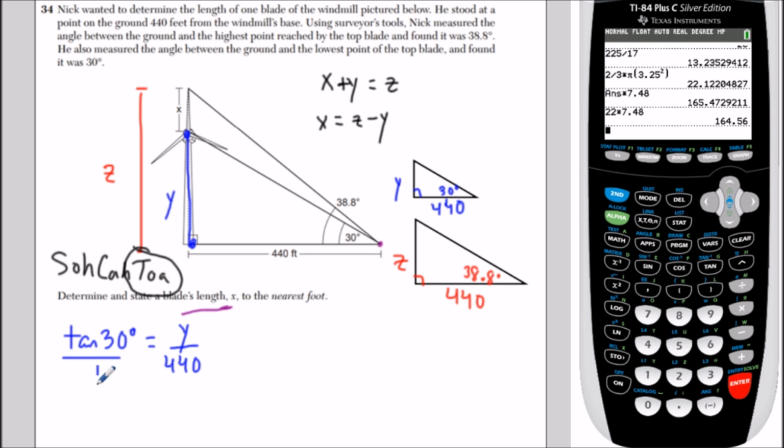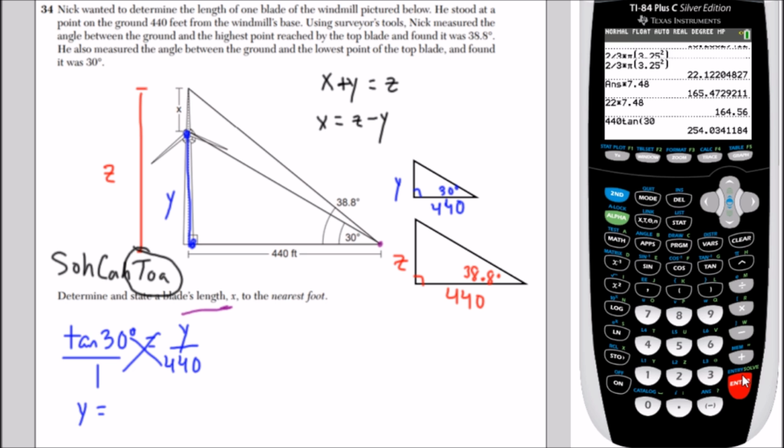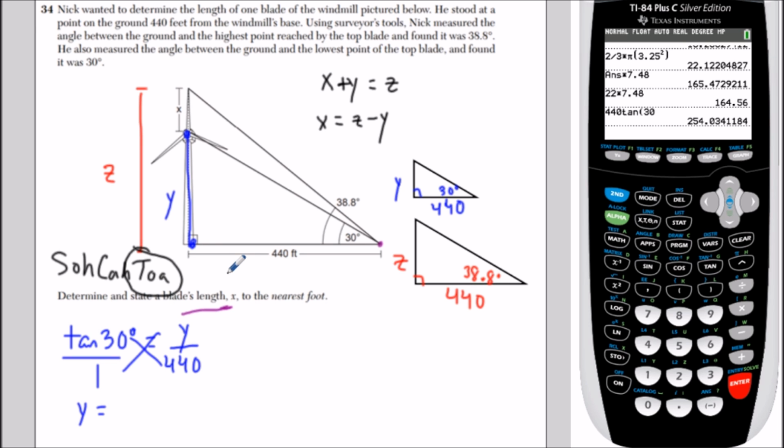So to solve for y, we're just going to cross multiply, and this tells us that y equals, so now we have to use the calculator. We're doing 440 times tangent of 30. And we record this value. I'm going to record a bunch of the decimal places, and we'll round at the end. So 254.0341184.